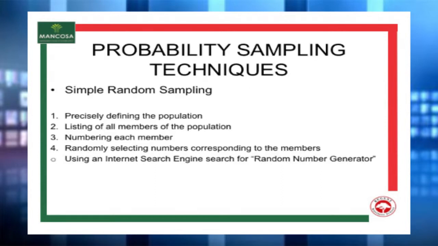Simple random sampling involves 4 basic steps, which include precisely defining the population, listing all members of the population, numbering each member, and finally, using a method that chooses a specified number of randomly selected numbers, which, as indicated previously, corresponds with a specific member of the population.